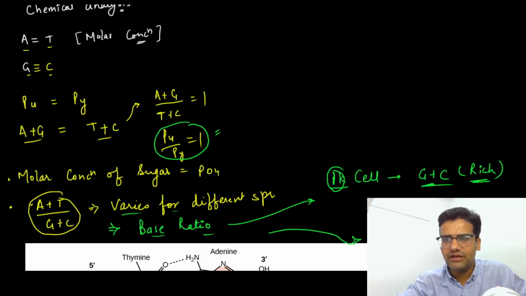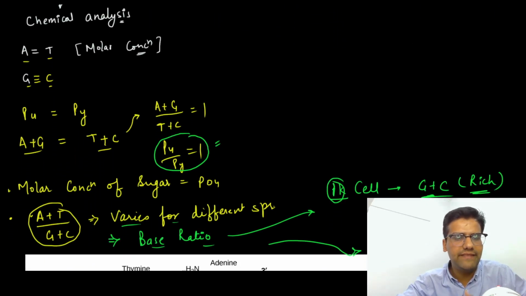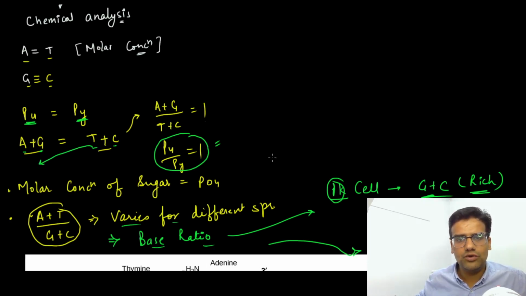Chargaff basically did the chemical analysis of DNA and said that the amount of adenine is equal to thymine, and the guanine amount is equal to cytosine. Therefore, the amount of purine is equal to pyrimidine. That means adenine plus guanine is equal to thymine plus cytosine, so the ratio adenine plus guanine upon thymine plus cytosine would be equal to 1, and this is true for all species. But the base ratio varies for different species.